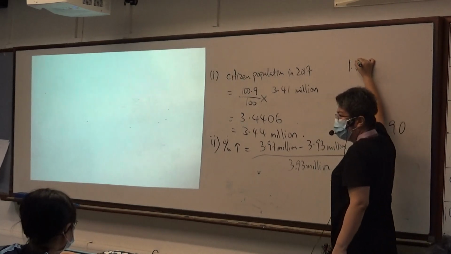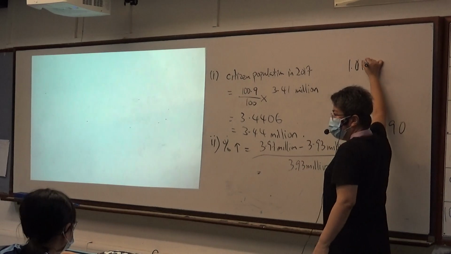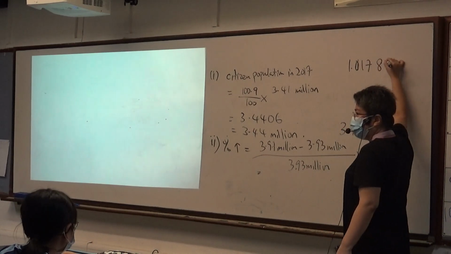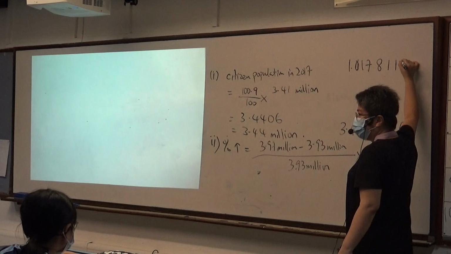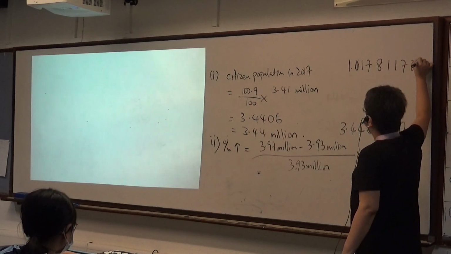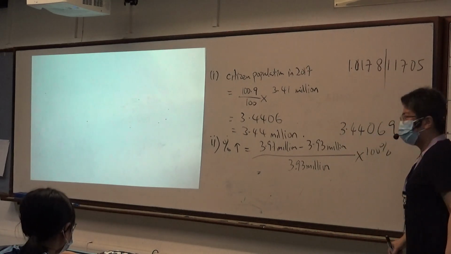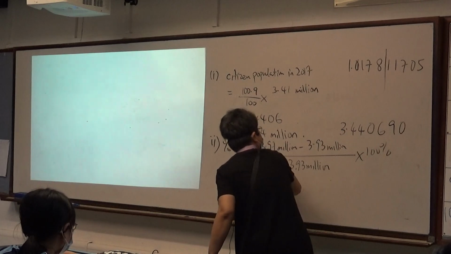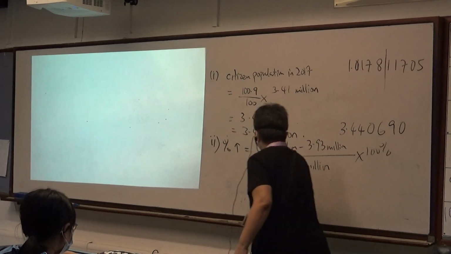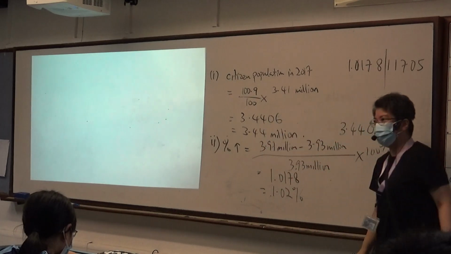0, 1, 1.01, 7, 8, 1, 1, 7, 0, 5. Okay. 1, 2, 3, 4, 5 truncate, right? Alright, so it will be 1.0178. So final answer will be 3 significant figures, 1.02%.